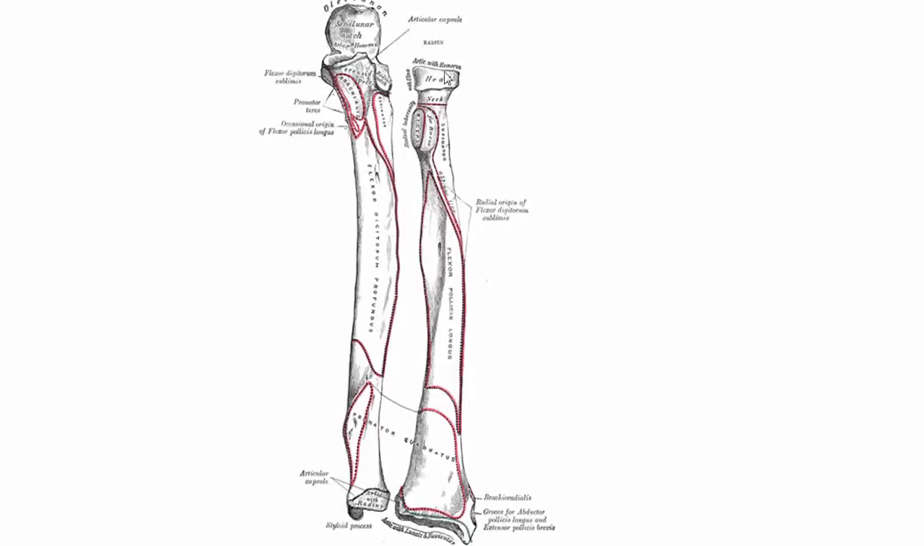So the head of the radius articulates with the radial notch on the ulna, head of the ulna articulates with the ulnar notch on the radius. And you've also got this little styloid process medially. So just like you've got the styloid process on the radius, you've got the styloid process of the ulna.